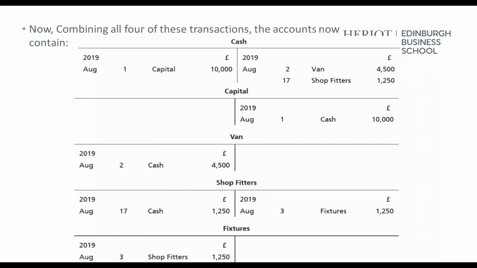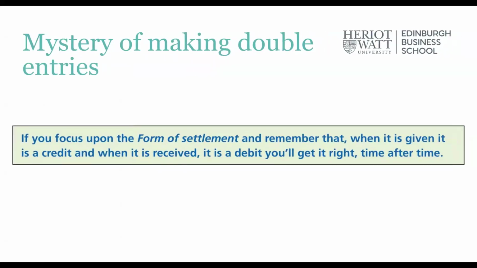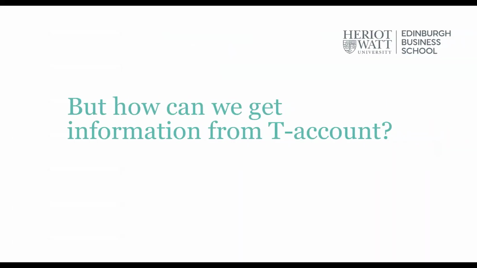Right. So now this is basically the same thing that I have been talking about. So what is the mystery of double entry? If you focus on the form of settlement, remember, is it cash involved? Is it buying on credit? Then you will always get it right time and again.